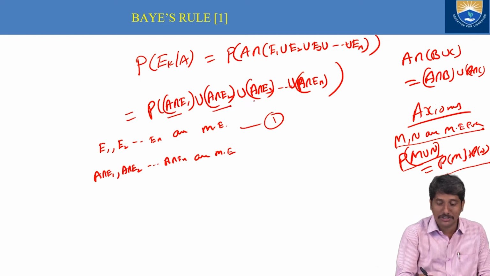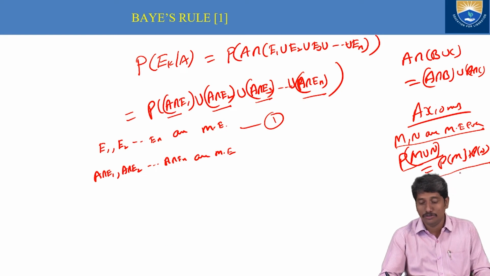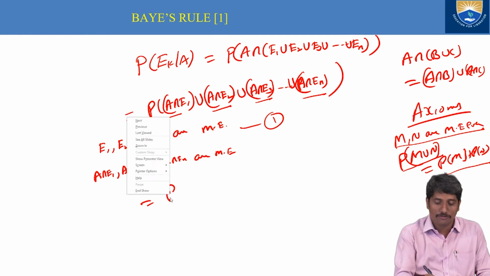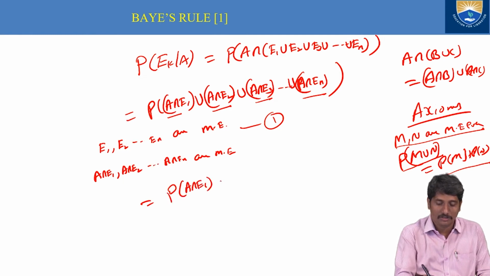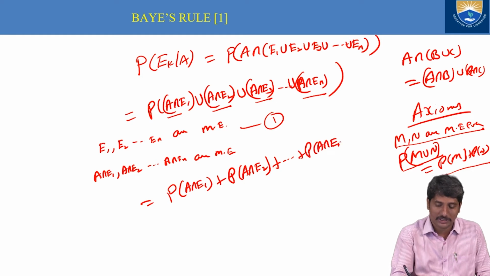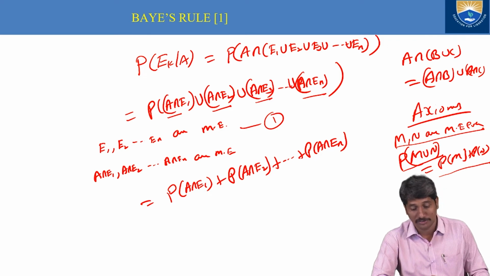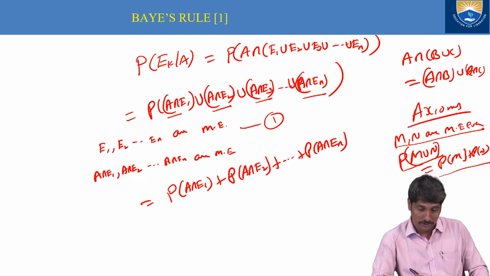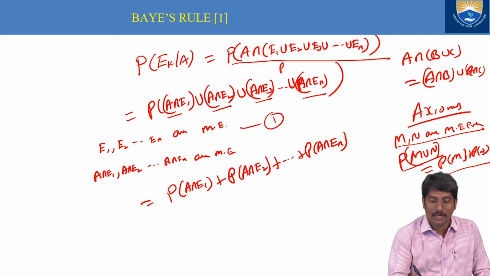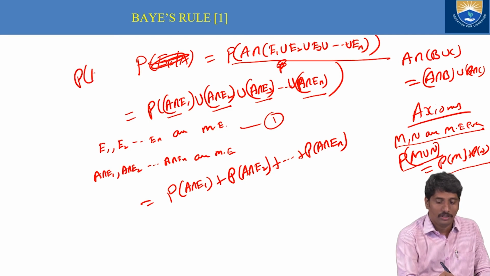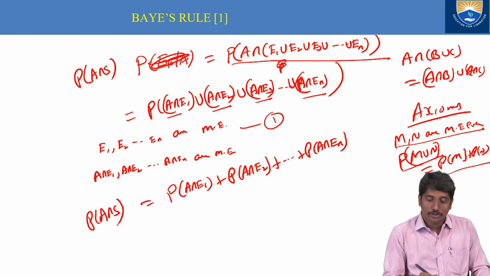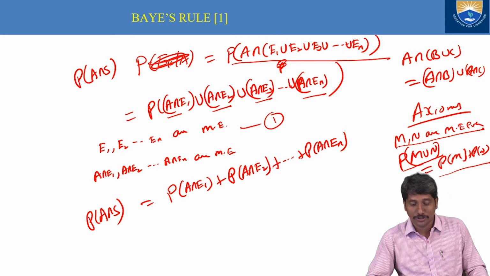Now here we have A intersection E1, A intersection E2, A intersection E3, A intersection EN mutually exclusive. By using this axiom, we can write it as P of A intersection E1 plus P of A intersection E2, so on, plus P of A intersection EN, because mutual exclusion means automatically the union becomes plus. Already in the denominator we have P of A intersection S. So we obtained P of A intersection S is equal to P of A intersection E1 plus P of A intersection E2, so on, P of A intersection EN.